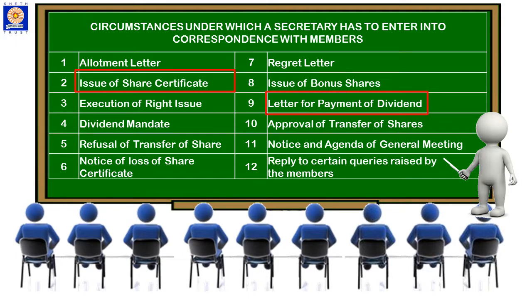Then we will see letter of payment of dividend. This letter is divided in two parts, that is online payment or a physical payment. Then we have also issue of bonus shares, and last, reply to certain queries raised by the members. These four circumstances our chapter has covered, and we'll see these four or five letters. You can say five letters, as the payment of dividend has two letters. So we'll see these letters in the next chapter.